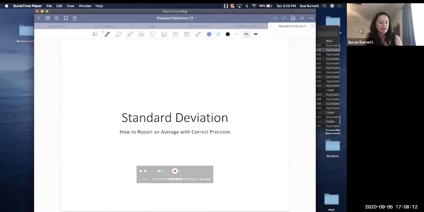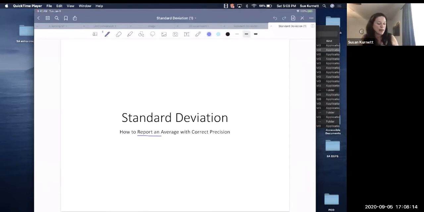So standard deviation is a way to report an average, which is the average of a collection of things that we think should all have the same value, with correct precision. And correct precision has to do with how many sig figs we report. So we might report some masses of pennies. The first penny had this mass, and the second penny had that mass, and the third penny had this mass, and the fourth penny had that mass.